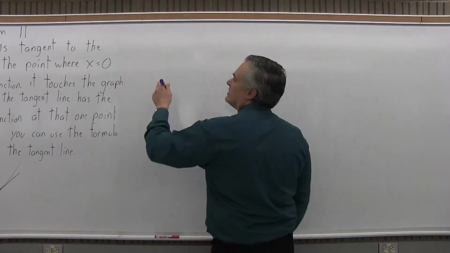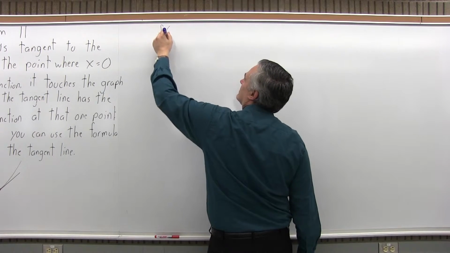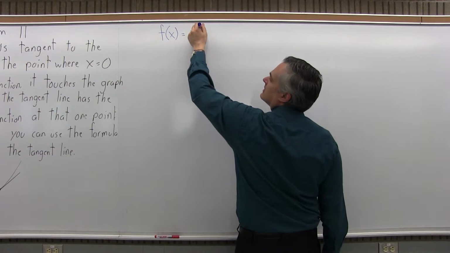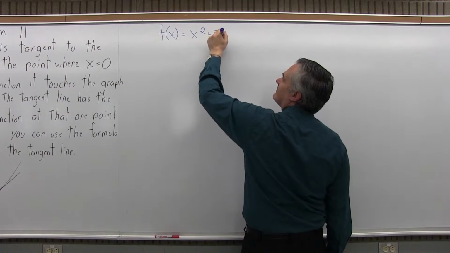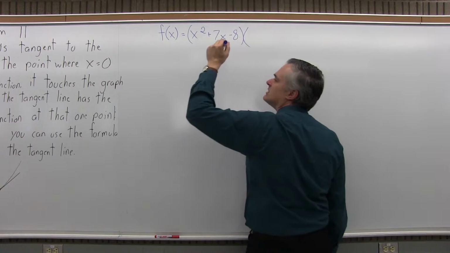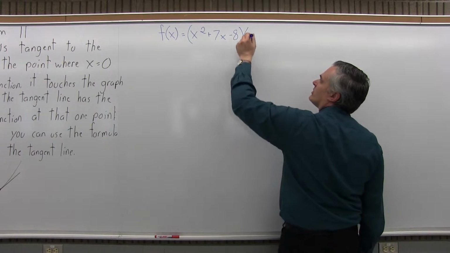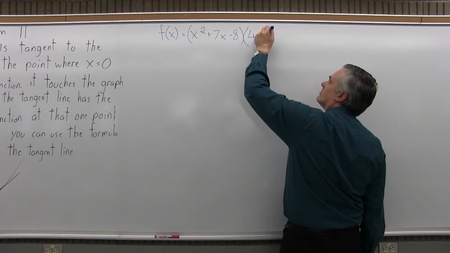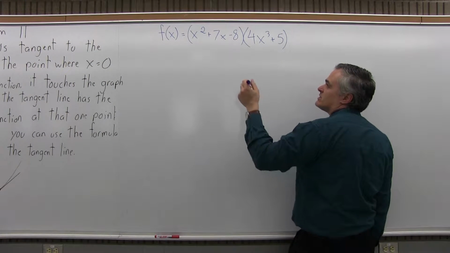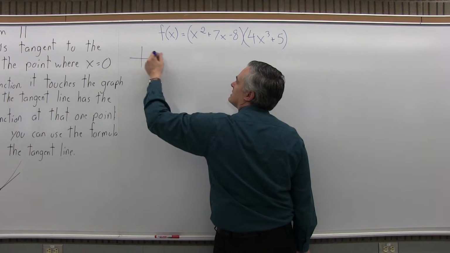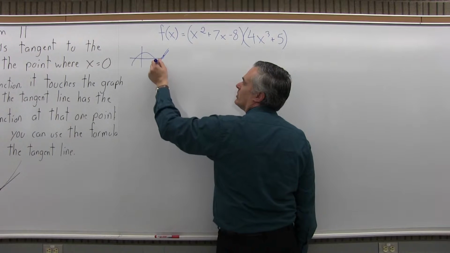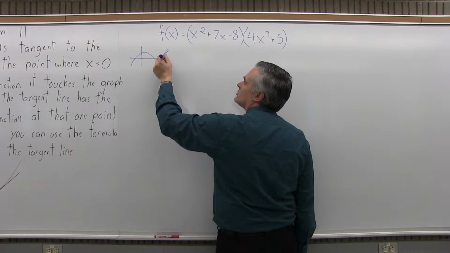So we're working with the function f of x equals (x squared plus 7x minus 8) times (4x to the third power plus 5). There was a graph in the hint, and it shows that there's some type of curve that touches a straight line at one point, and we're looking for the equation of that straight line.